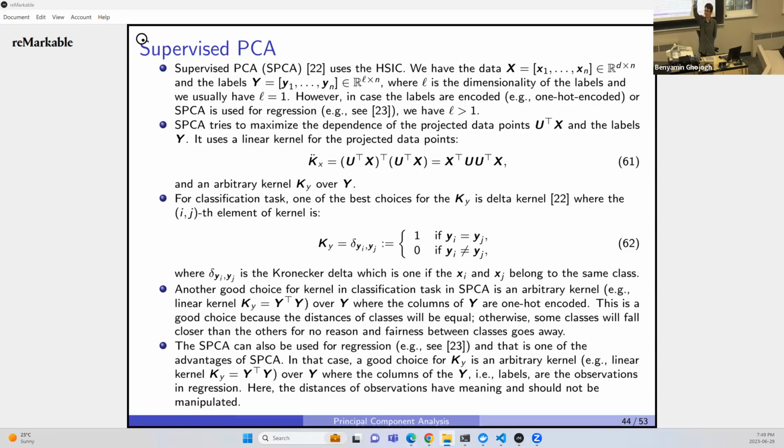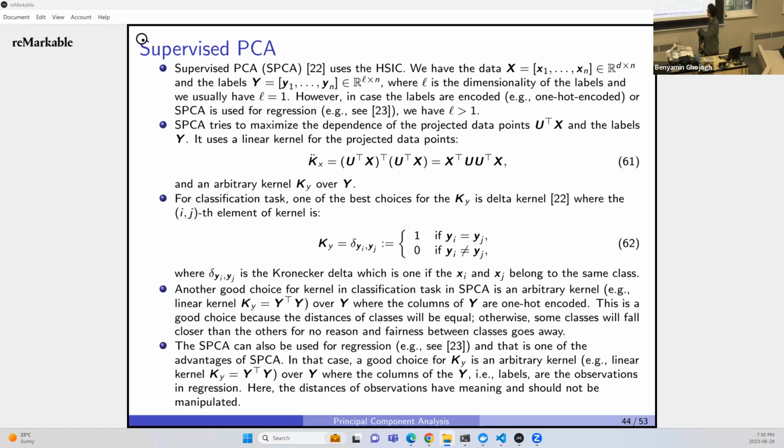Assume I have class labels. That's why we call it supervised PCA. It's using class. So let's maximize the dependence of projected data points and labels. In this way, the projected data points of the same classes fall close to each other, and the different classes fall away from each other, right? So let's maximize.